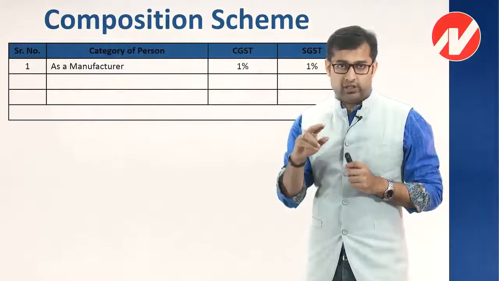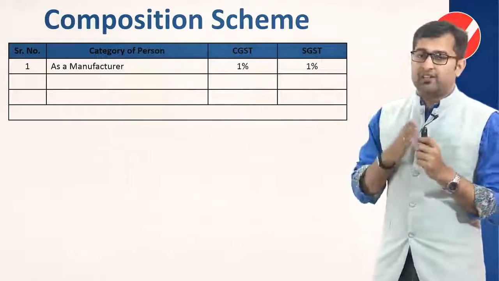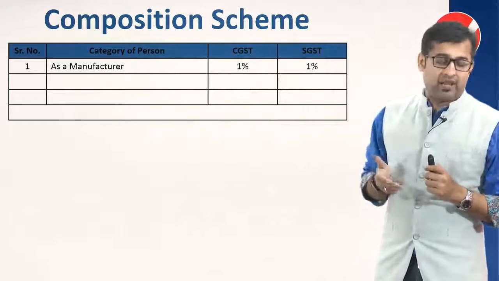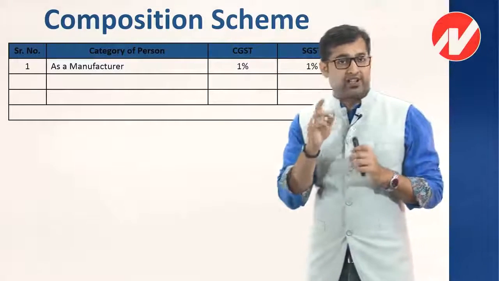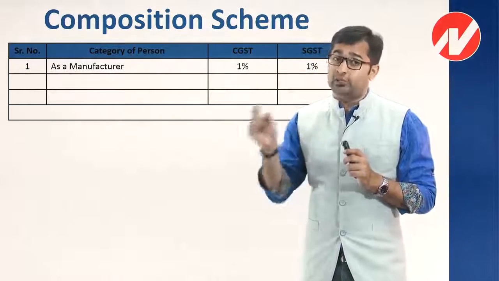As a manufacturer, 2% of his turnover is what he is supposed to pay, 1% he will pay as CGST and 1% he will pay as SGST. But I have already said, keep this in mind, that this will not be considered as tax. This is just an amount paid in lieu of tax.